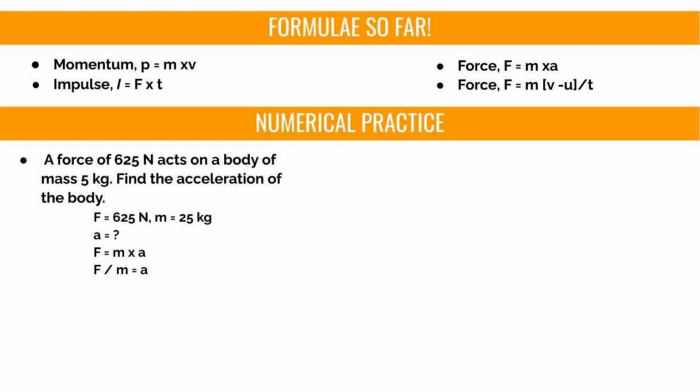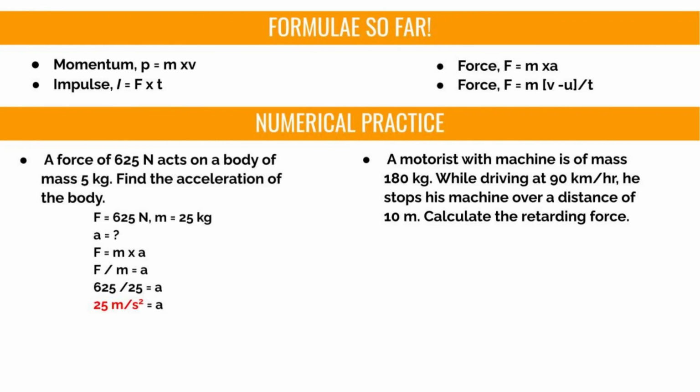The formula is F equals m into a. Rearranging the formula to find a: force upon mass equals acceleration. Putting the values of force and mass given in the question, which are 625 and 25 respectively, and then dividing them gives you the acceleration, which is 25 meter per second square.